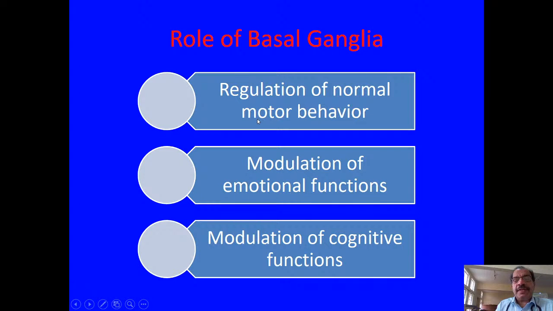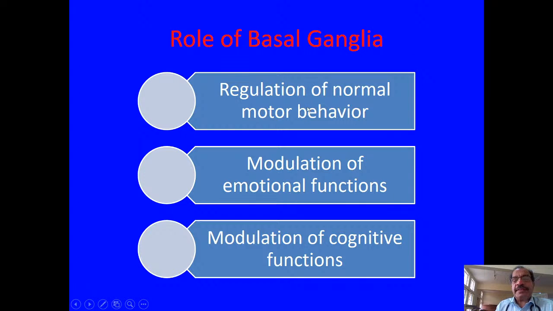Motor activity does not depend on the motor cortex alone. The motor cortex is important, but then how that activity is to be carried out at the right speed, not slower, not faster, and so that unnecessary involuntary movements like tremors are not coming.